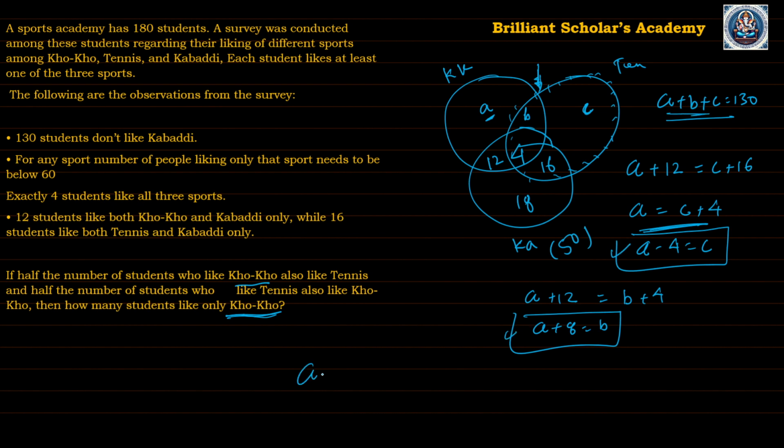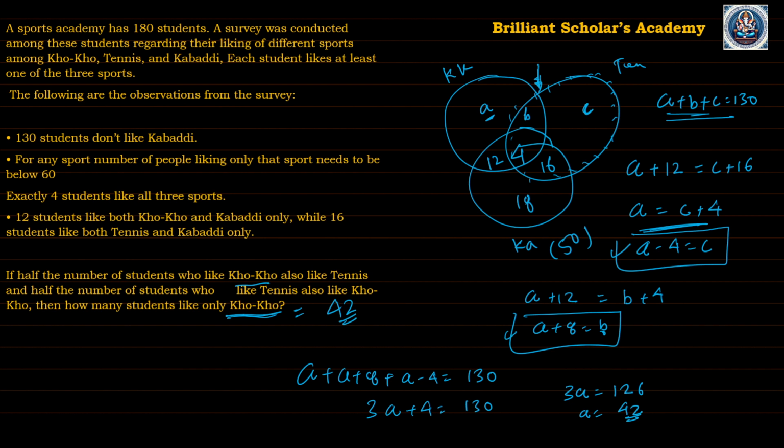So a plus b: how much is b? A plus 8. How much is c? C is a minus 4, which will be equal to 130. So what I have is 3a plus 4 is equal to 130. I have 3a is equal to 126. I have a is equal to 42. People who like only Coco are 42.